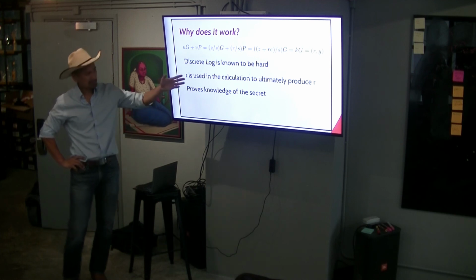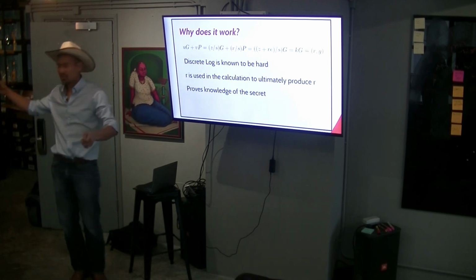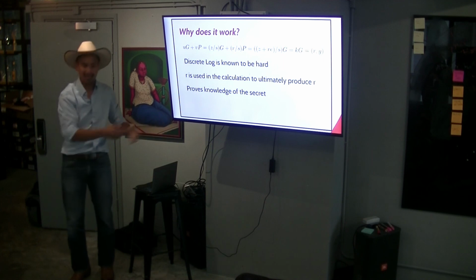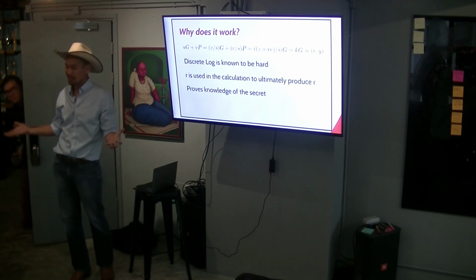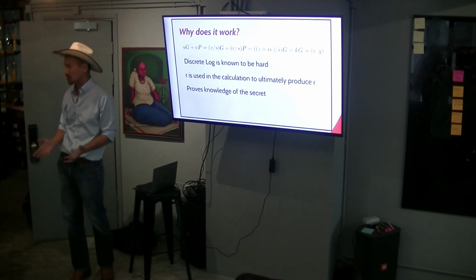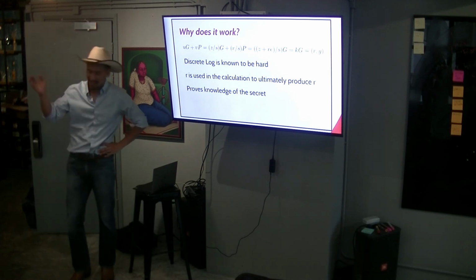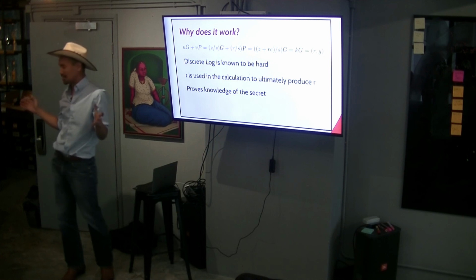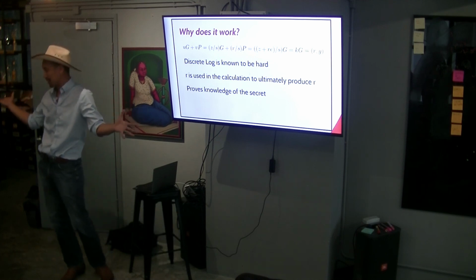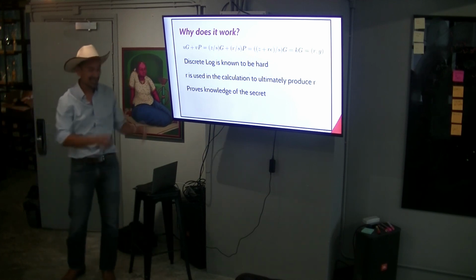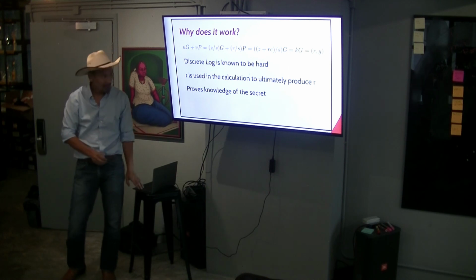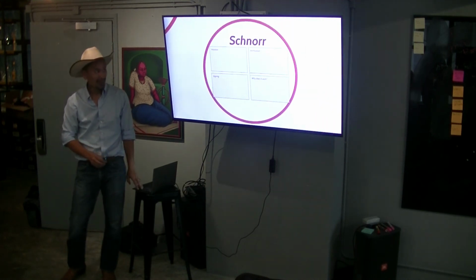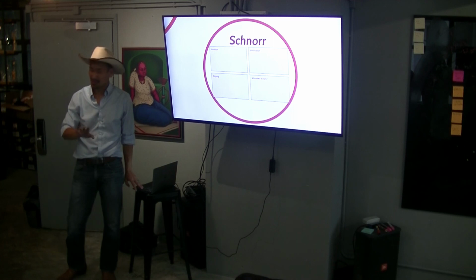Anyway, because R was used in the calculation to ultimately produce R, that shows that you know the secret without actually revealing the secret, which to me, to this day, the fact that you can do that with this sort of zero knowledge proof is still mind-blowing. But that's how ECDSA works. Anyway, hopefully that wasn't too fast.